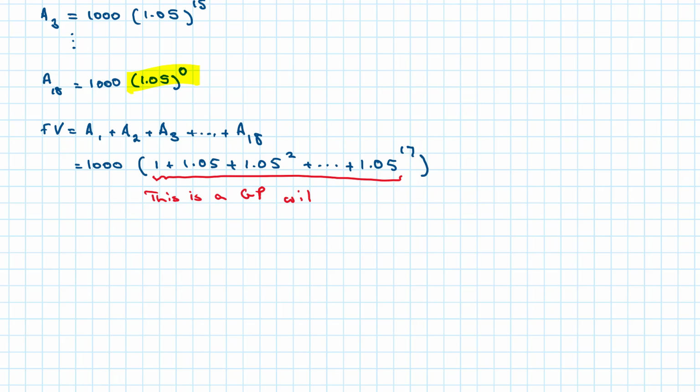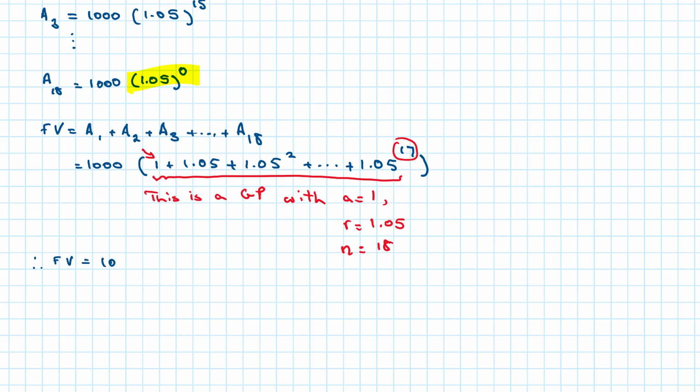My first term is 1. My common ratio is 1.05. Number of terms, there are 18 terms. So we're going to the power of 17, but we started with power of 0.